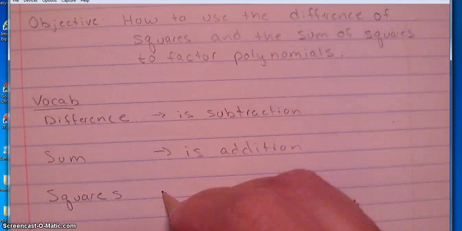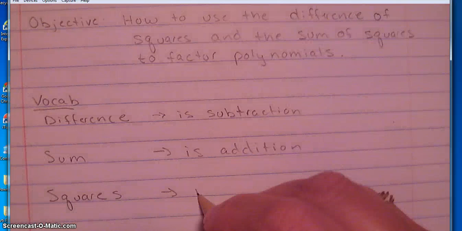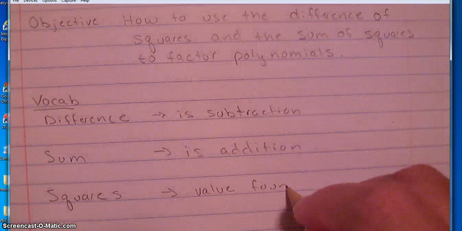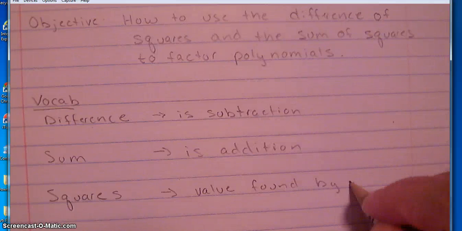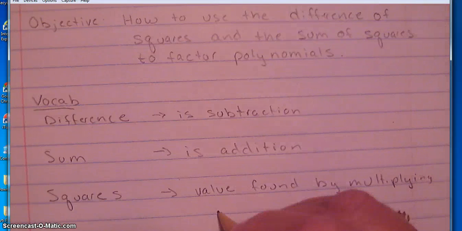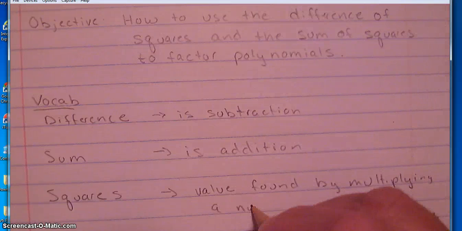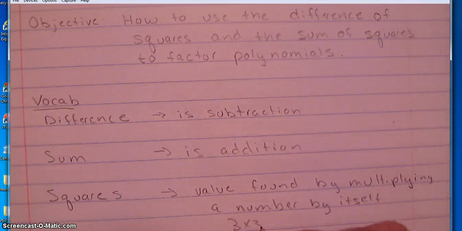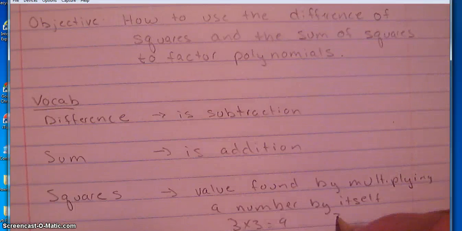Sum is addition. And squares is the value found by multiplying a number times itself. You know, like 3 times 3 equals 9, 2 times 2 equals 4, and so on.